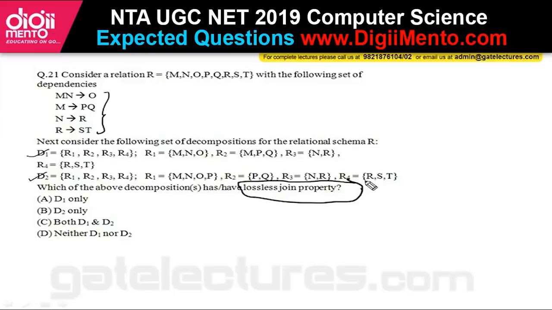So in this question, what we basically will do, we will take these dependencies, we will find the candidate key, and then we will divide the table the way they have divided, and then we will see whether the way they have divided it is lossless or not. Okay, so we will start by finding the candidate key here. So MNO, if you can see, we are getting the candidate key as MN plus. Okay, so this is my candidate key.